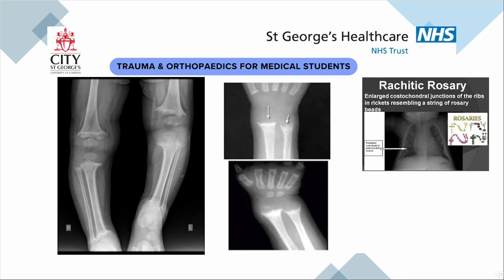These are some x-rays of a child with severe rickets, and what you can see on the left-hand side of the slide is metaphyseal cupping, but this does resemble the metaphyseal corner fractures that we talked about right at the beginning of this lecture. And similarly, on the wrist views here, you can see this cupping quite clearly. The other presentation is something called rachitic rosary, and these are basically enlarged costochondral junctions of the ribs. And the reason why they're called rosary is that they resemble the rosary beads that you may have seen.